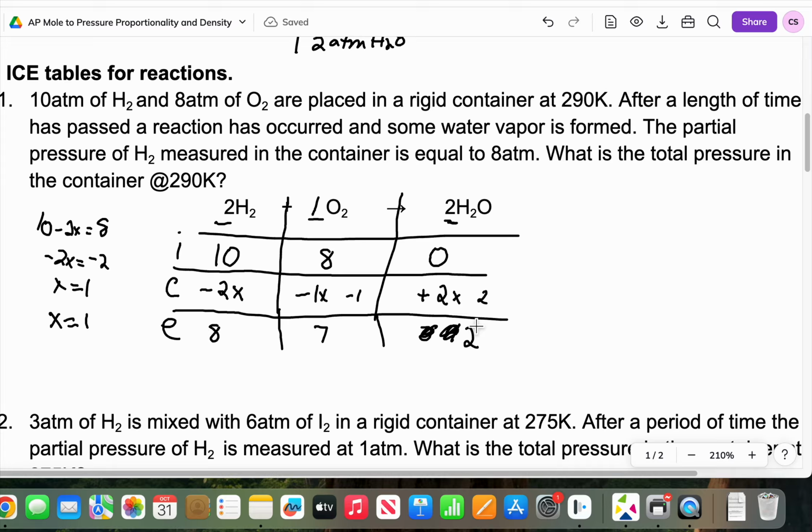All right, anyway, so now at the end, these are the pressures in your container. But what's the total pressure in the container? According to Dalton's law of partial pressures, the total pressure is the sum of the individual pressures. So we would go 8 plus 7 is 15 plus 2. So we're just adding all these together. 8 plus 7 plus 2. That's going to equal 17 atmospheres.